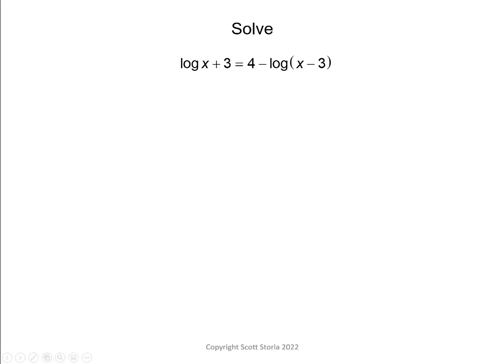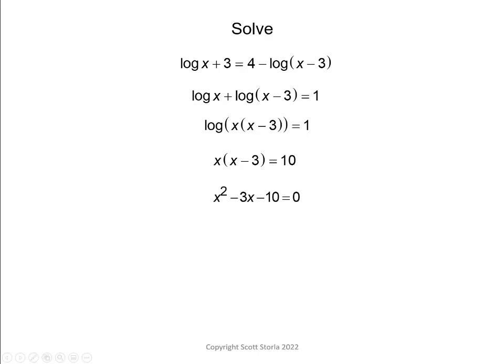How about here? This time I'm going to add log of the quantity x minus 3 to both sides and subtract 3 from both sides, and I'll get to here. And of course this sum makes me think of the product rule. And then I'm going to rewrite into exponential form as 10 with an exponent of 1 is equal to the argument. And I'll distribute and get x squared minus 3x, and then I'll subtract 10 from both sides so that my quadratic equation is equal to 0.